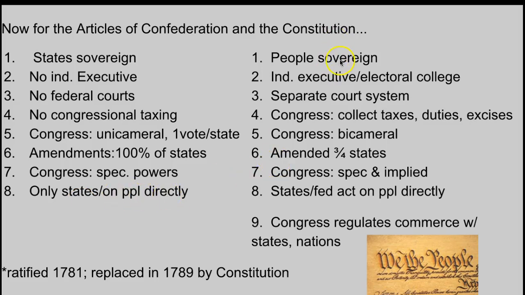Congress did have special powers, and only the states could deal with people directly. In the Constitution, you had the people who were sovereign. You had the independent executive, the president, who was elected by the electoral college. There was a separate court system. Congress could collect taxes, duties, and excise tax. Congress was bicameral, meaning you have a House and a Senate. The Constitution could be amended if 3/4 of the states approved. Congress had special and implied powers, and the states and federal government acted on people directly. Congress could regulate commerce with states and other nations. So those are pretty big differences.